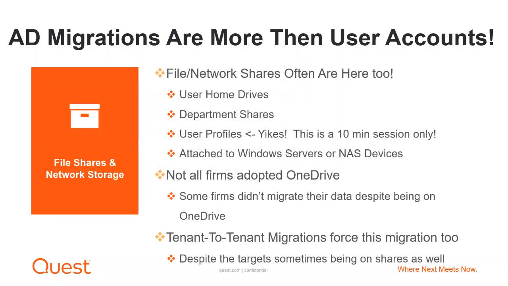Again, file shares and network storage sometimes fall into Active Directory migration, and this is where you need to move those traditional CIFS file shares up to OneDrive, SharePoint, wherever it's going to go, or a NAS device maybe. Some of these are already on NAS devices, and the department shares that go with it. The other aspect is user profiles, roaming user profiles. If you're moving the ID, are you moving the profile data over? How is that going to be handled?